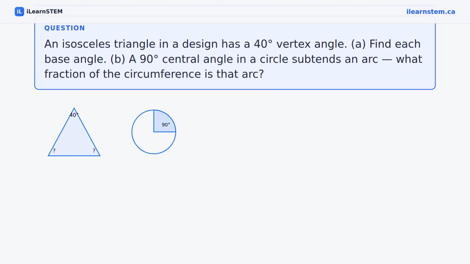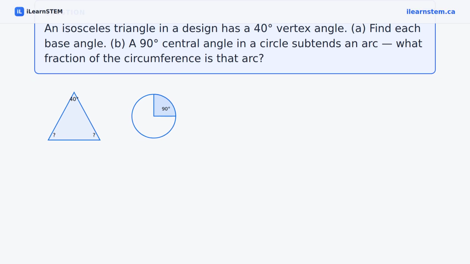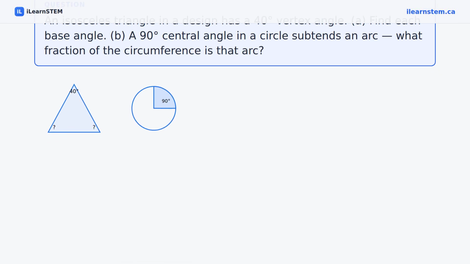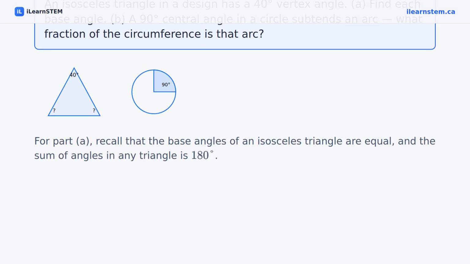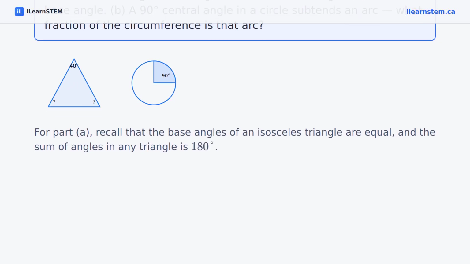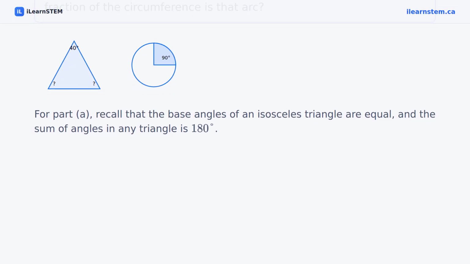The diagram shows an isosceles triangle with vertex angle 40 degrees and base angles marked as unknown, and a circle with a 90-degree central angle and the corresponding sector shaded. For part A, recall that the base angles of an isosceles triangle are equal, and the sum of angles in any triangle is 180 degrees.